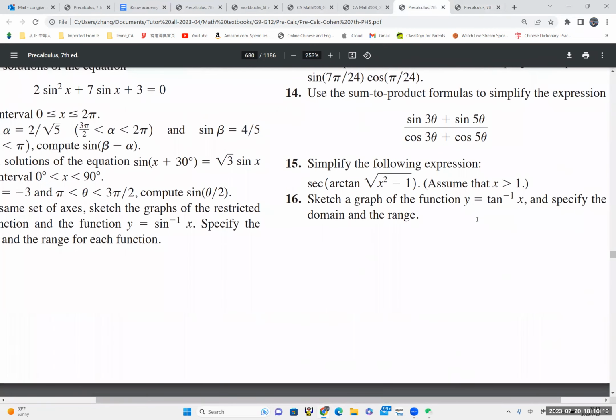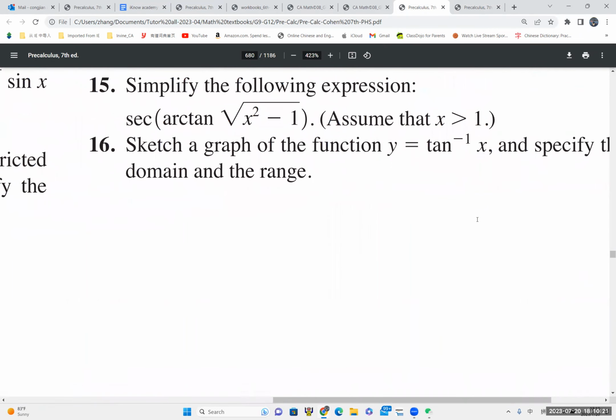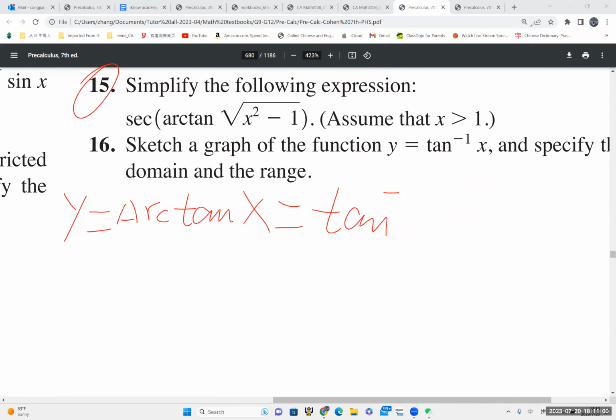Now, 15. Simplify the following expression. Assume that x is greater than 1. Arctangent. So if we have this kind of arctangent x, of course we also call it tangent inverse of x.